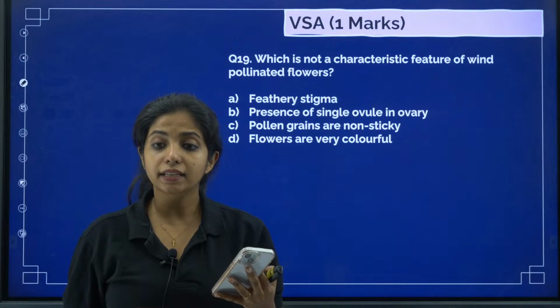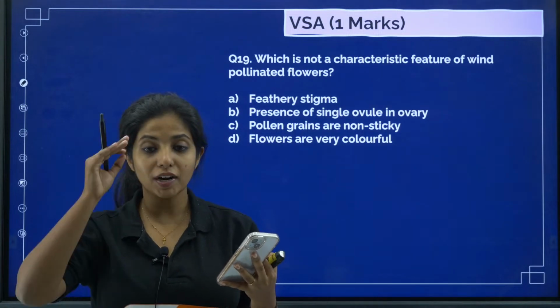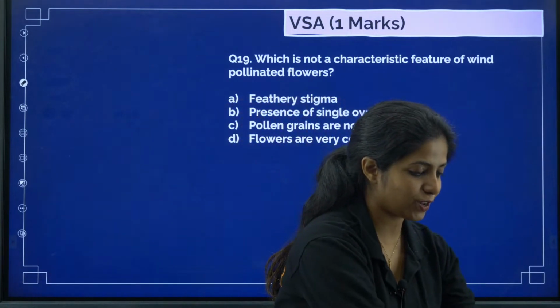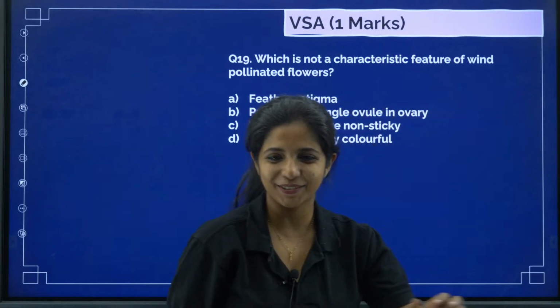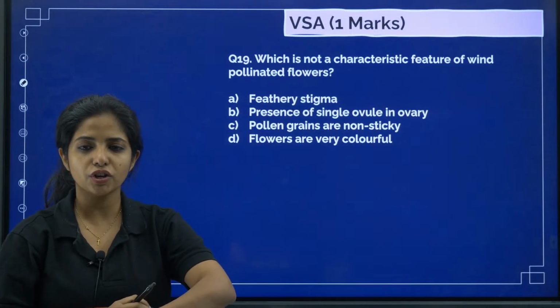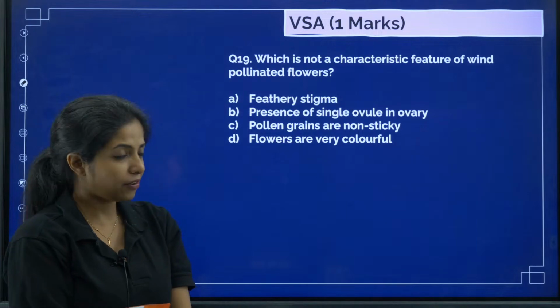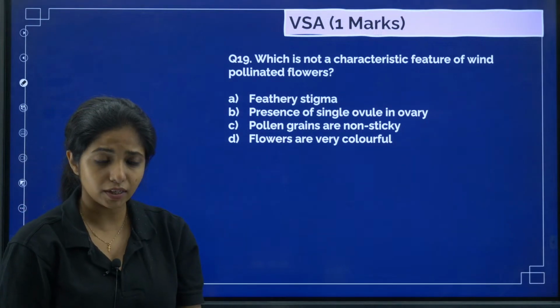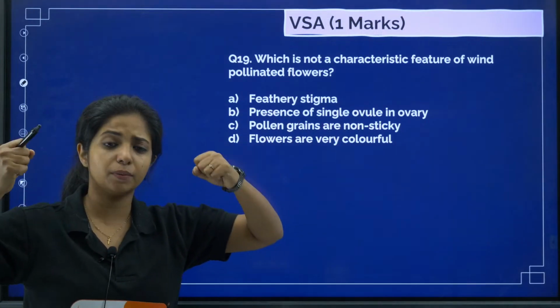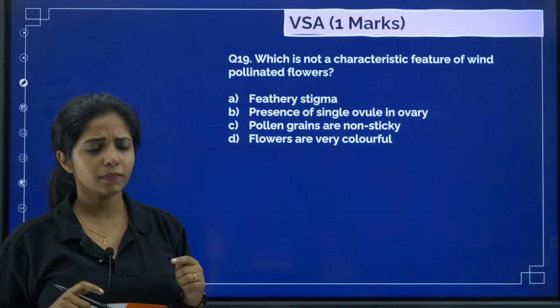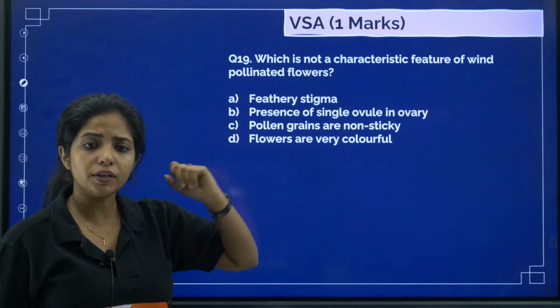Which is not a characteristic feature of wind pollinated flowers? Now that is the easiest question that you can see. Chalo. Which is not a characteristic feature of wind pollinated flowers? Feathery stigma, obviously it needs feathery stigma so that it can trap the pollen grains which are there in the wind. Presence of single ovule in an ovary.